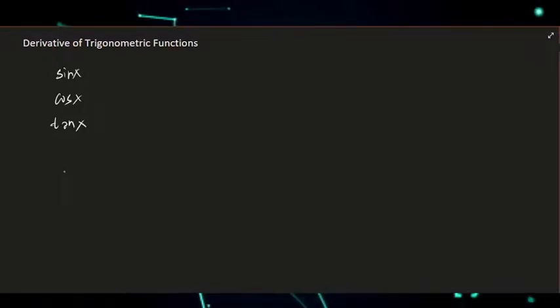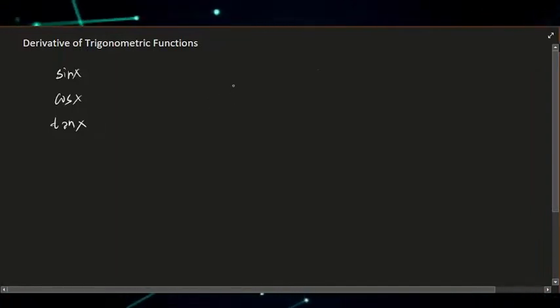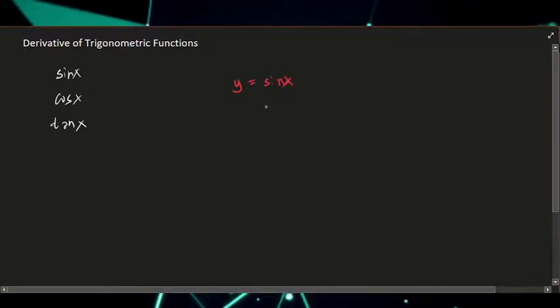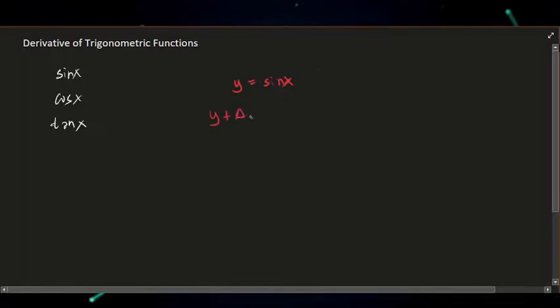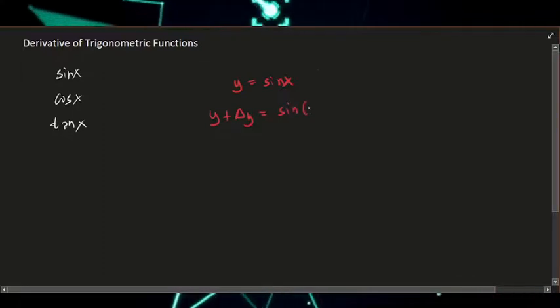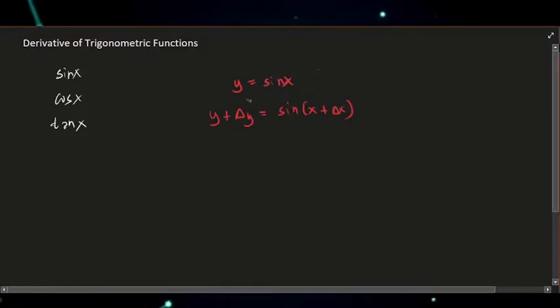So if we are going to get the derivative, let's say the derivative of sine x, we say that y is equal to sine x. That will be our function. Getting the derivative, we'll have y plus delta y is equal to sine of x plus delta x, because in this instance we substitute our x as a function of x plus delta x.